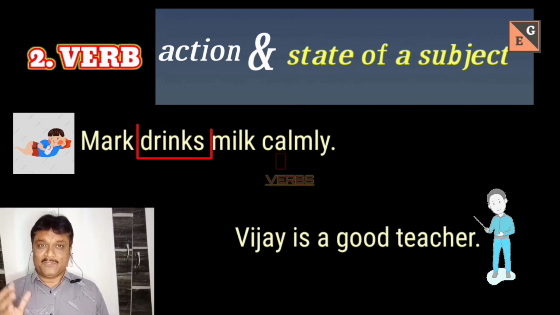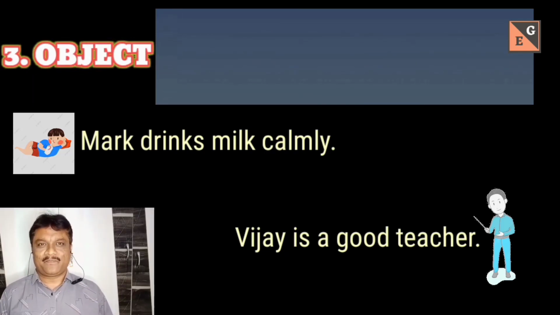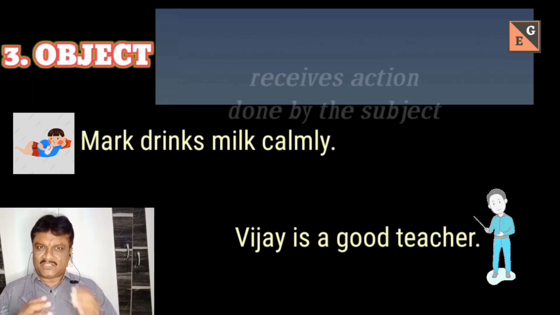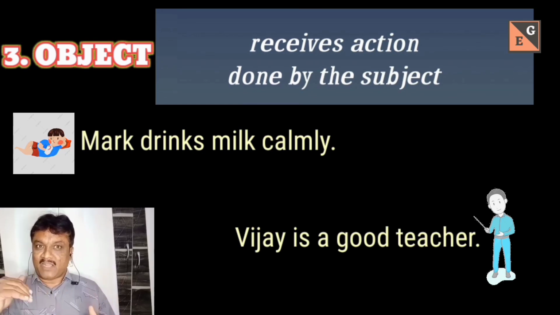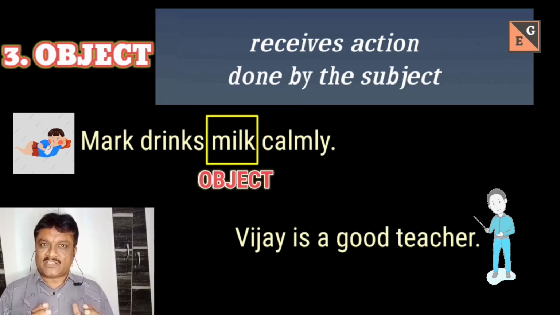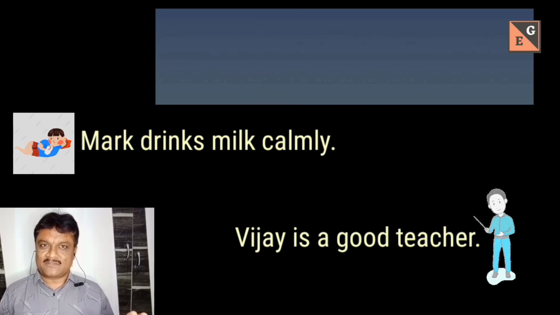Well, the verb is followed by the object. Object is something that receives the action done by the subject. Object receives action. Look at the first example. In this example, we have milk as an object because it receives the action of drinking done by the subject Mark. If you look at the second sentence, there is no object.